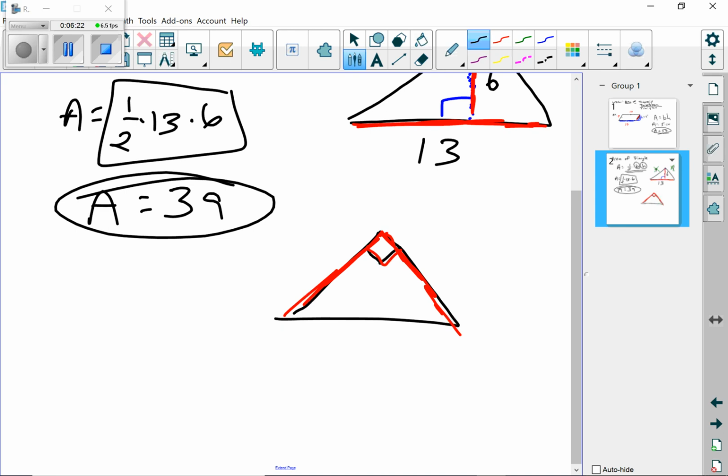let's just say that this number on the bottom is 12. 12 is not the base. The base is going to be one of these sides. The height's going to be the other side. So be able to identify base and height of a triangle.